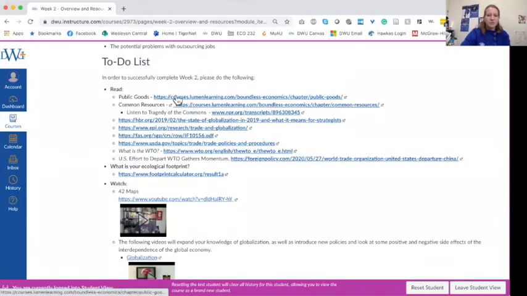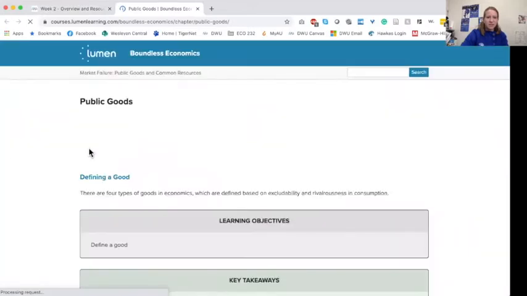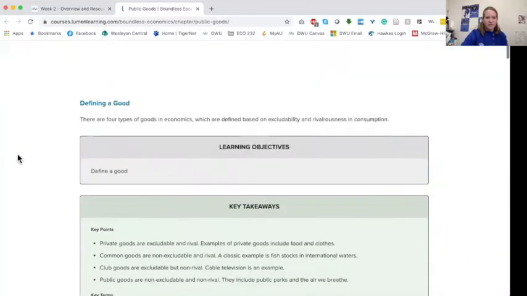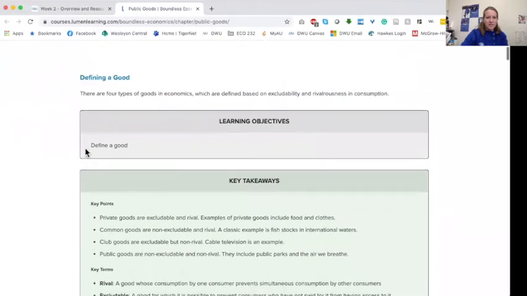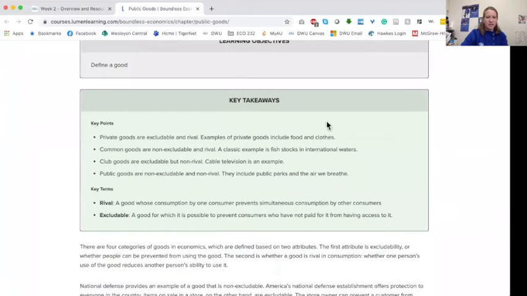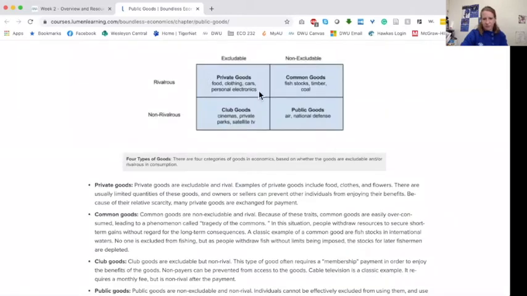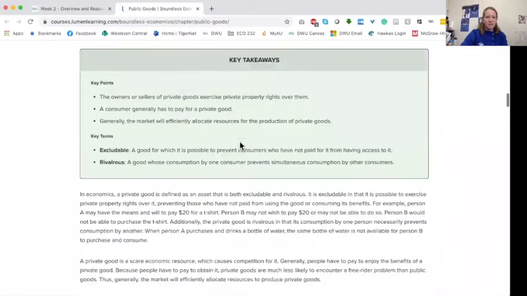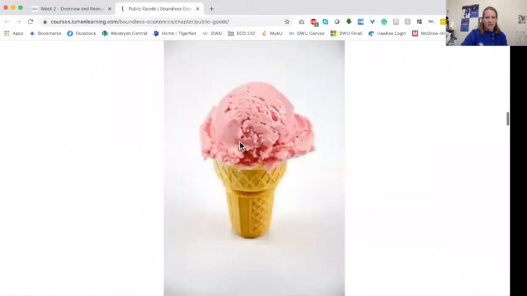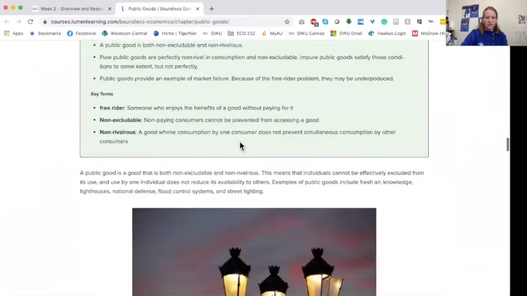So for your reading this week, we've got the public goods chapter out of Boundless Economics. And the biggest thing I want you to look at is make sure you look at those key takeaway boxes. So everything that's in green, also in the charts you see, those are the key things I want you to be looking at as you go through this for the week.